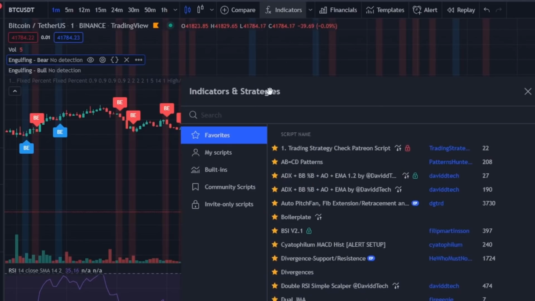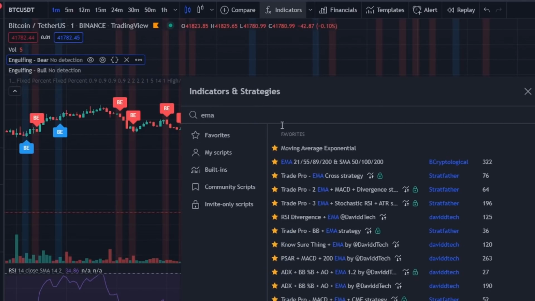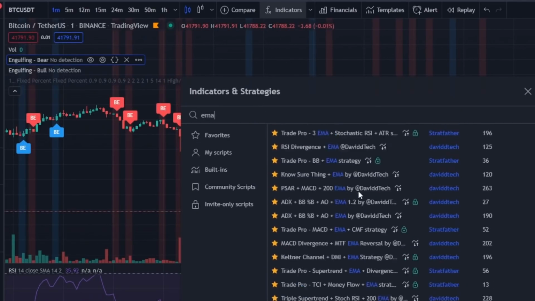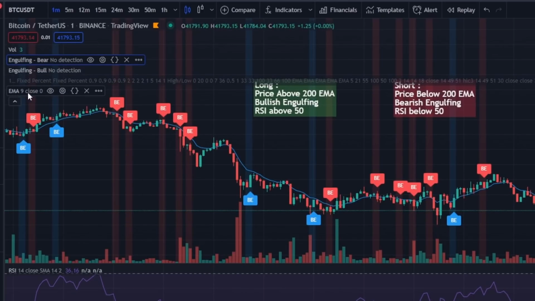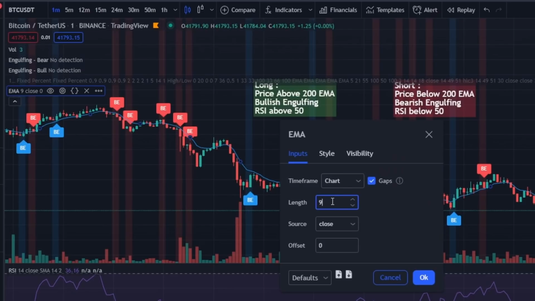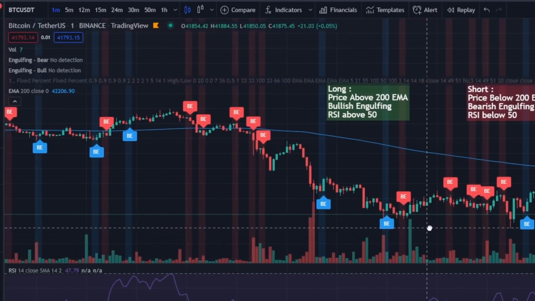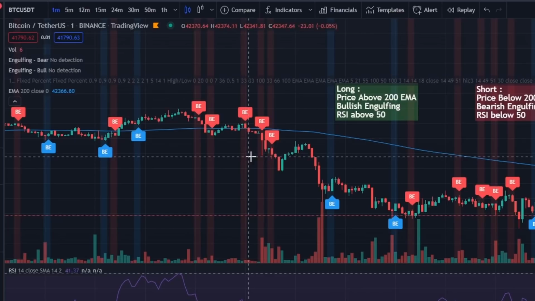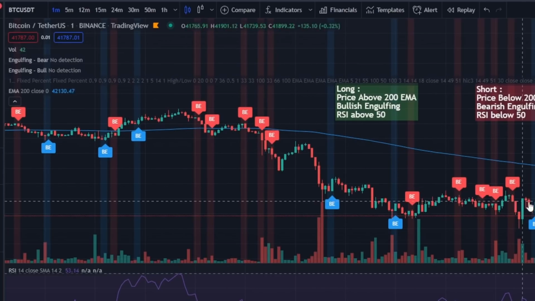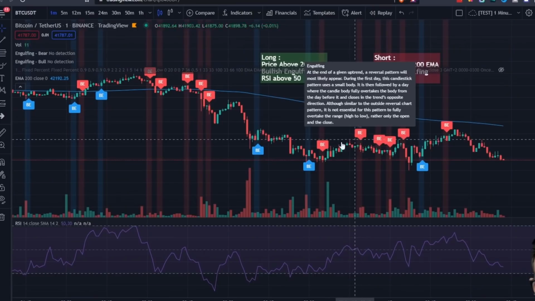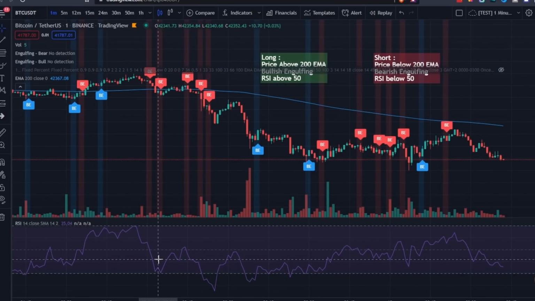And then we're going to be adding our EMA. So the good old EMA is our exponential moving average, which is here, and we're just going to go in there and click the cog on this one, and we're going to change the length to 200. So when price is above the 200, we're looking for a long, and when we're below, we're looking for a short. We also have the RSI, which is here.